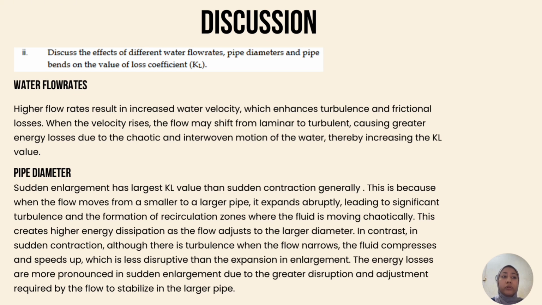This is because when the flow moves from a smaller to a larger pipe, it expands abruptly, leading to significant turbulence and the formation of recirculation zones where the fluid is moving chaotically. This creates higher energy dissipation as the flow adjusts to the larger diameter.